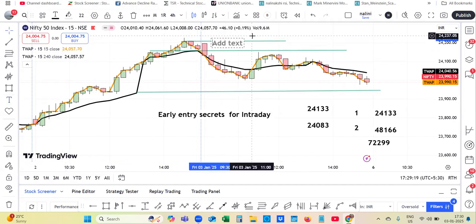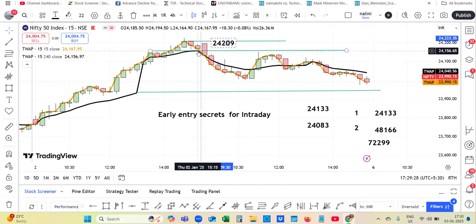So you will be exiting the trade only if it goes above 24,209 and also 24,156. Okay, intraday also it is a guideline. It started coming down. You can see after 1, 2, 3, 4, 5, 6, 7, 8 candles, you can see a bend in this shorter period time-wise weighted average price.